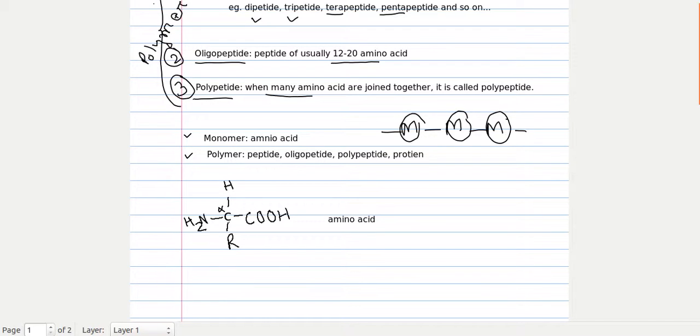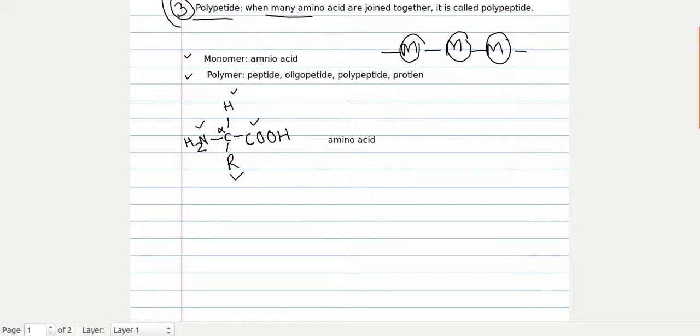So this C, the carbon attached to this C, is known as alpha. If there is one more, then beta, then gamma, and all that. This is termed the alpha carbon, and the alpha carbon has 4 different groups attached to it. One is the H group, another is the NH2 group, another is the COOH group, and the fourth is the R group.